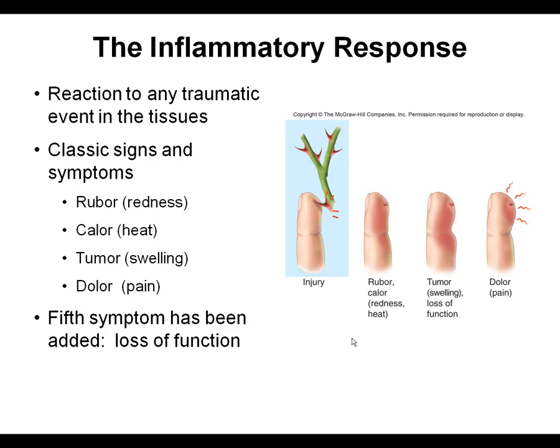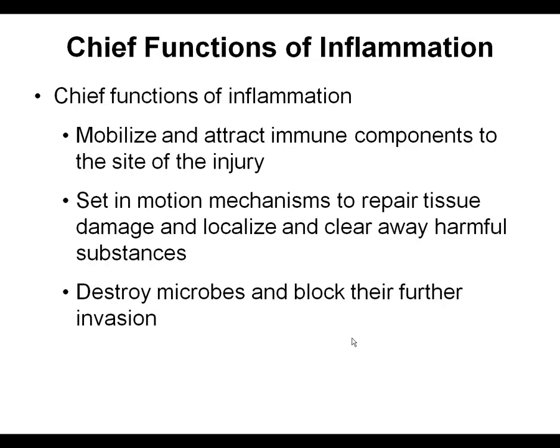You have the classical signs and symptoms. You've got what is called rubor, which is redness. You've got calor, which is heat. Tumor, which is swelling, and then dolor, which is pain. There is a fifth symptom that is essentially the loss of function. So if you think about it, you've got heat, pain, redness, swelling, and loss of function. Those are the 5 cardinal signs of inflammation. In the inflammatory response, you're going to have the mobilization of a number of components of the immune system to the area of injury.